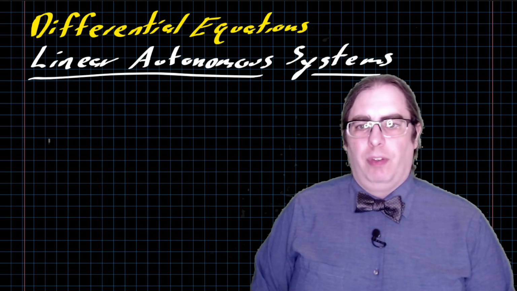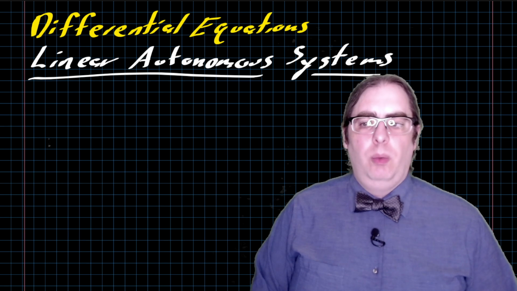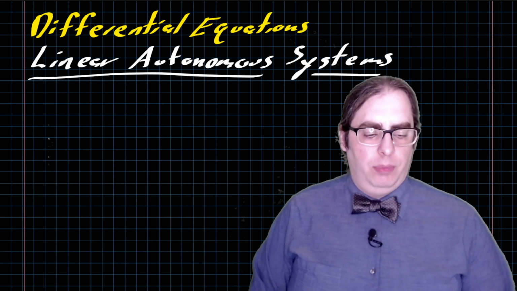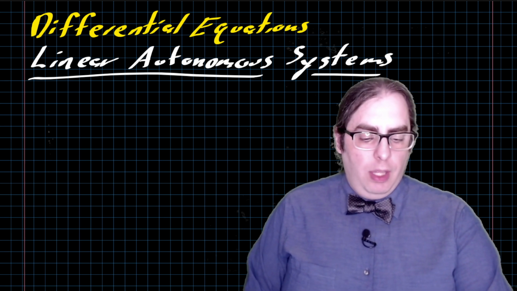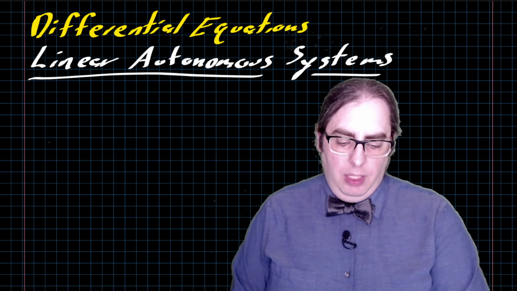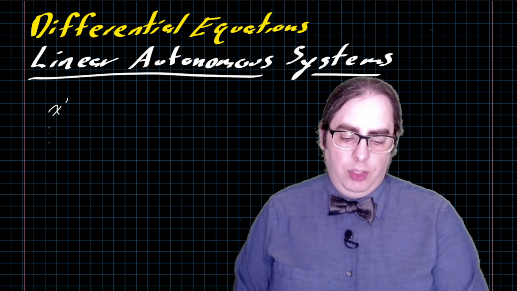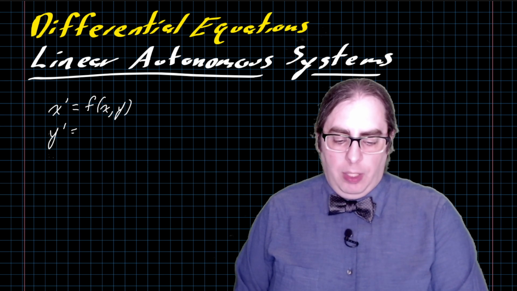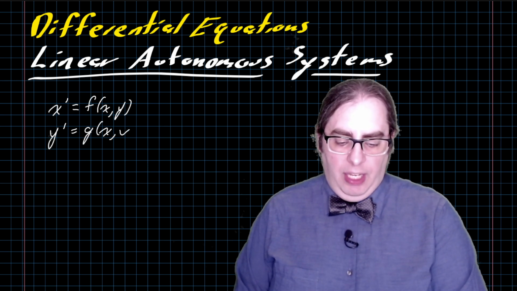Welcome back to Differential Equations. In this video, we want to talk about linear autonomous systems. Remember that an autonomous system is a system of differential equations that can be written in the form x prime equals some f of x and y prime equals some g of x and y.